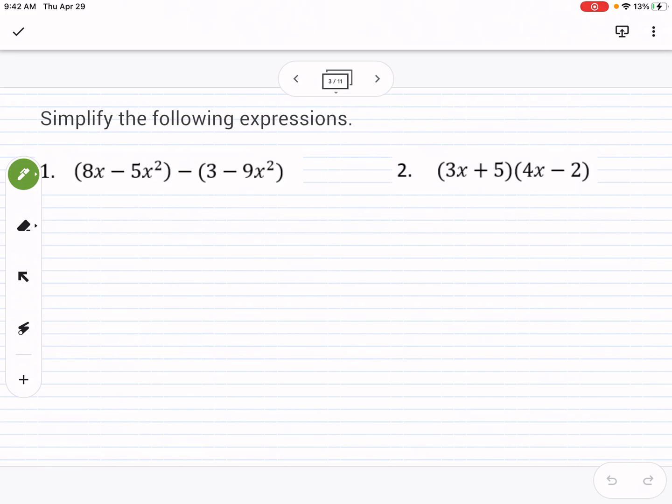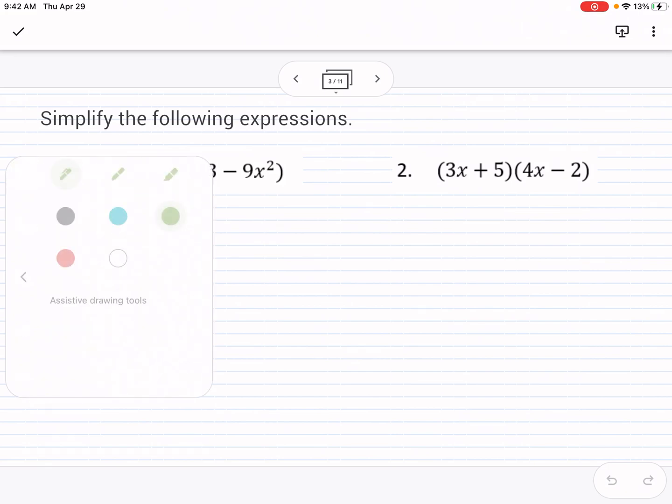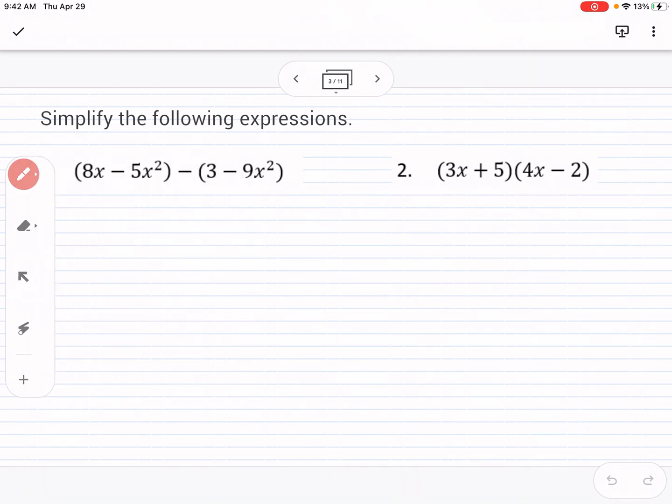Something else that we covered and that you learned in Algebra 1 was just simplifying regular expressions. So this problem here, the first one's a subtraction problem. So it's like there's an imaginary 1 here. So we're going to have to actually give out that negative 1. What's going to happen is the signs change.